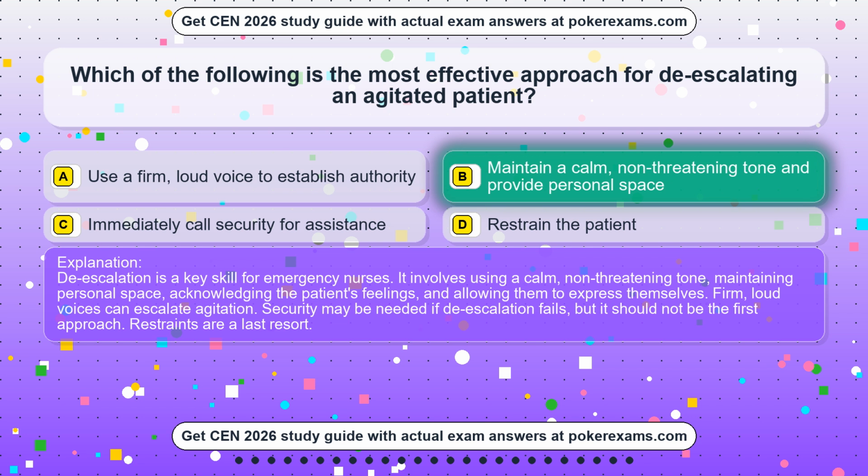De-escalation is a key skill for emergency nurses. It involves using a calm, non-threatening tone, maintaining personal space, acknowledging the patient's feelings, and allowing them to express themselves. Firm, loud voices can escalate agitation. Security may be needed if de-escalation fails, but it should not be the first approach. Restraints are a last resort.